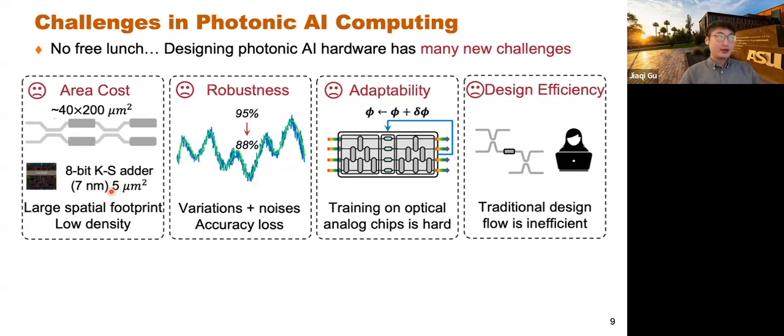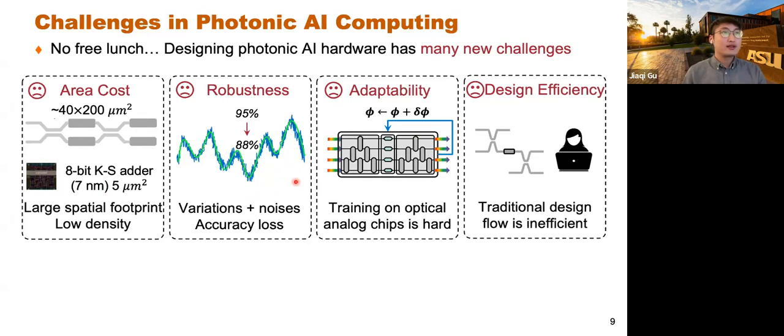Typically, photonic circuits don't have very high compute density, so they cannot squeeze a lot of components onto the circuit. The second one is robustness, because ultimately photonic computing is analog hardware, and everyone knows analog circuits are very sensitive to variation, noise, and manufacturing errors. So we see a large accuracy drop if you just deploy your trained model onto photonic hardware.